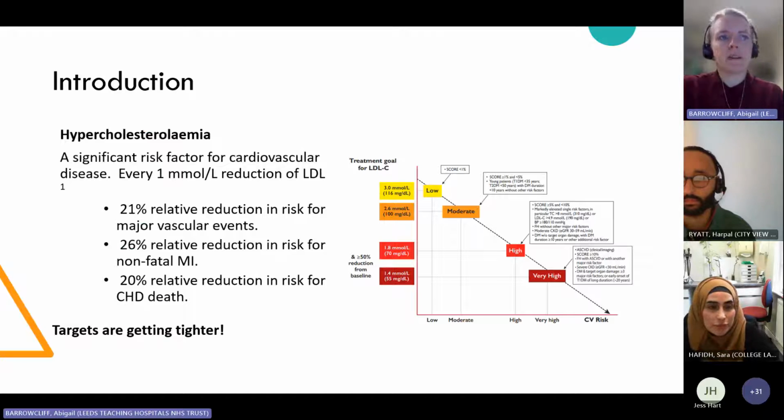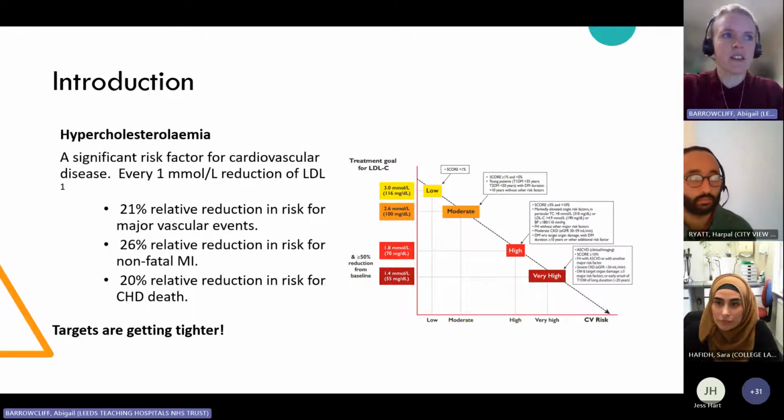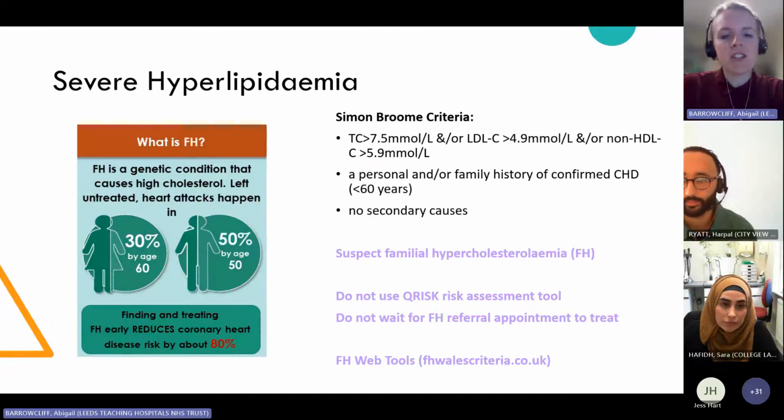We all know that hypercholesterolemia is a significant risk factor for cardiovascular disease, and that the lower we can get a person's LDL cholesterol, the better the outcome for the patient. Any patients with severe hyperlipidemia should be assessed for familial hypercholesterolemia and referred to the appropriate clinic. Do not wait for the outcomes of clinic before treating. I think that's of number one importance here, because untreated, 30% of women and 50% of men will have a premature MI. We have the Simon-Broom criteria, which provides a clinical diagnosis, and the Dutch Lipid Clinic Network score assesses eligibility for genetic testing.